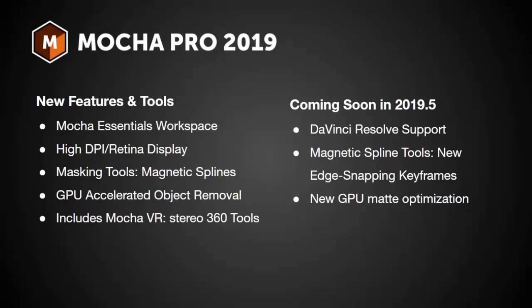In Mocha Pro 2019, the new features are Mocha Essentials Workspace, high DPI Retina display. We've added a bunch of new masking tools, including magnetic splines. The always popular object removal is now GPU accelerated, and Mocha VR, which was previously a separate product, is now included directly within Mocha Pro 2019. In the 2019.5 version, also coming out soon, we're going to add DaVinci Resolve support. The magnetic spline tools are adding new edge snapping keyframes, and there's new GPU matte optimization.